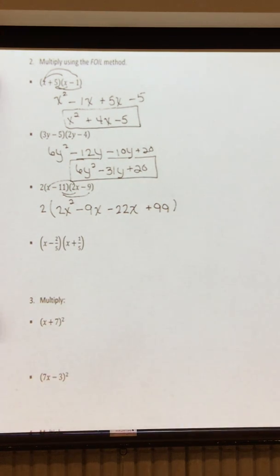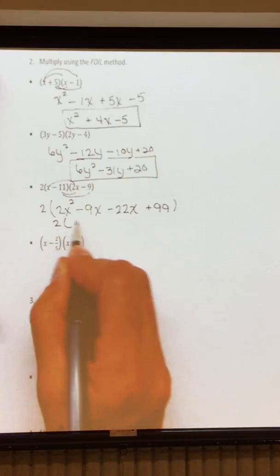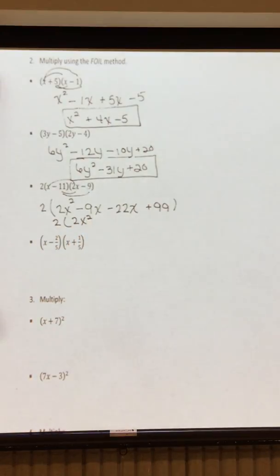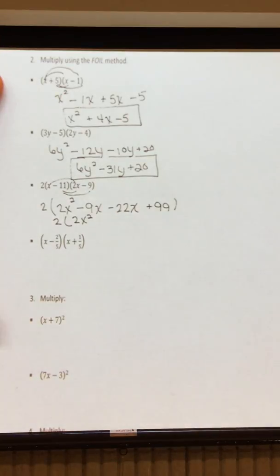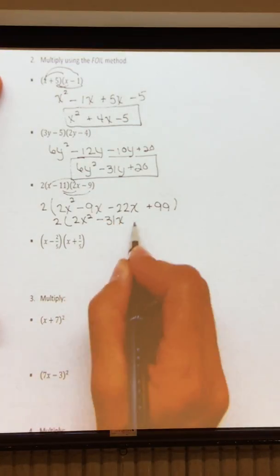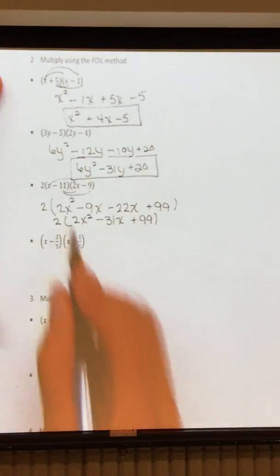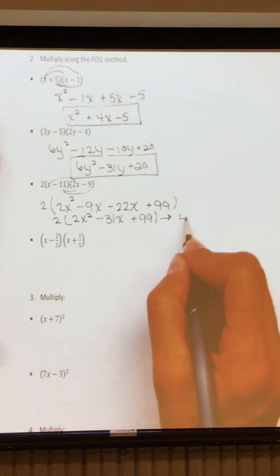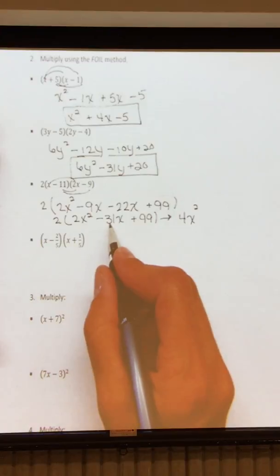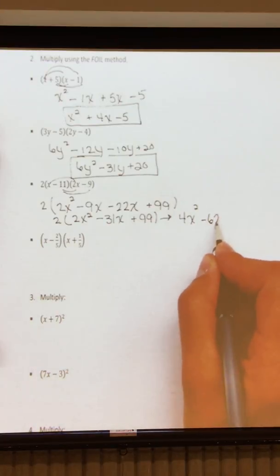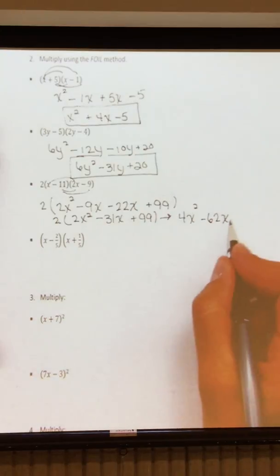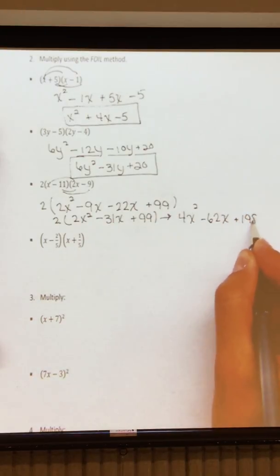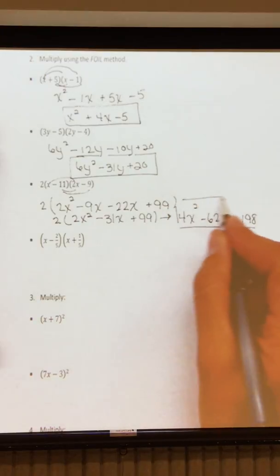Let's combine like terms. We have 2x squared. Negative 9 minus 22 is negative 31x plus 99. And we still have to multiply that 2. So let's distribute the 2, which is equal to 2 times 2 is 4x squared. 2 times negative 31 is negative 62x. 2 times 99 is positive 198. And this is our final answer.